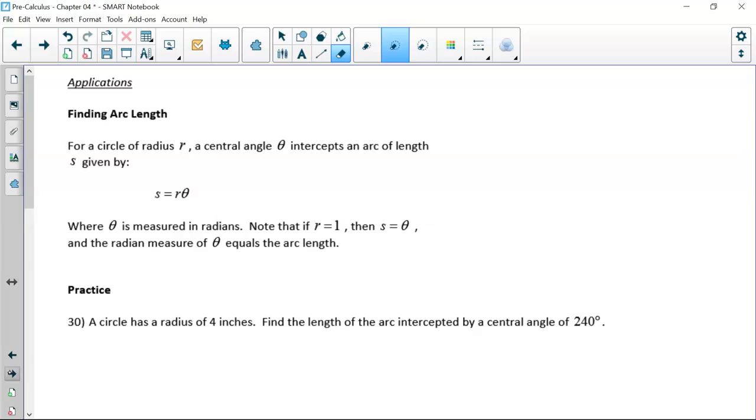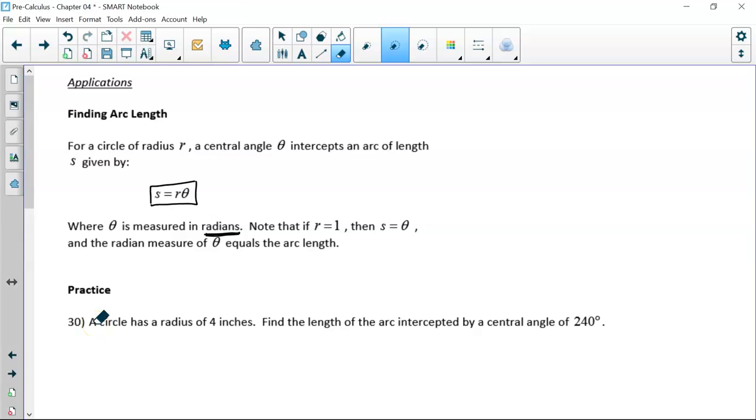Finding the length of an arc. For a circle, the radius, central angle of theta, intercepts an arc of length s. So to find the length of an intercepted arc, s equals the radius times theta, the radius times the central angle. Theta is measured in radians. Keep that in mind. When we're looking at theta, theta must be converted to radians.